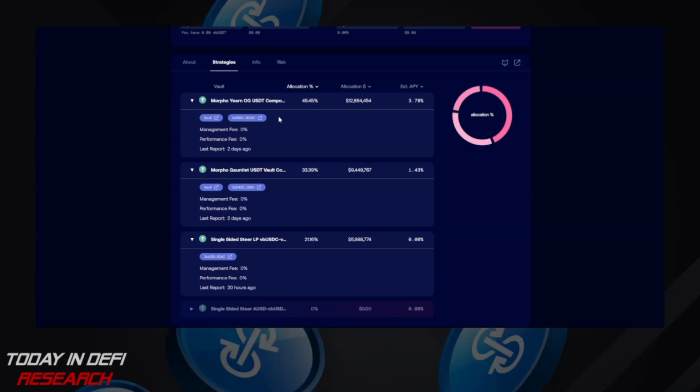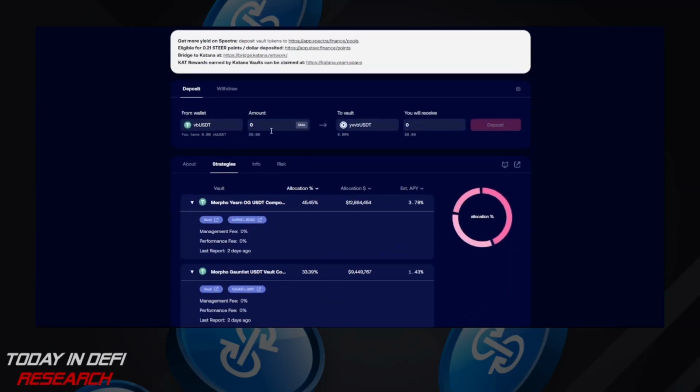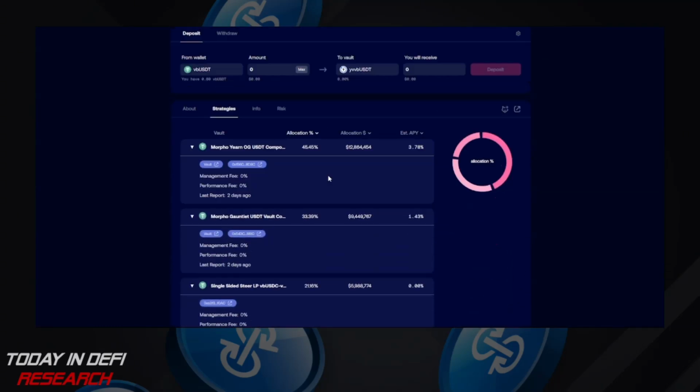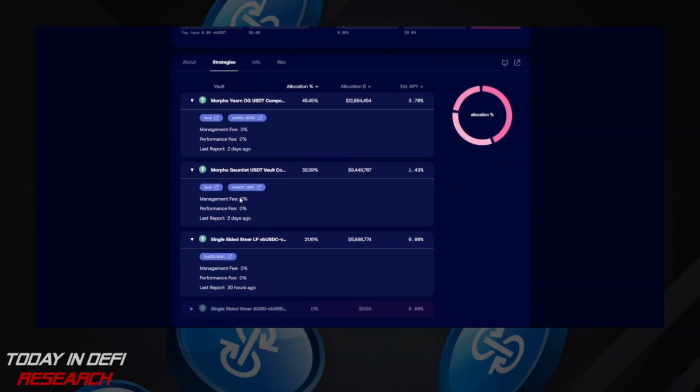But I'm not saying they're fraud, but you need to verify the vaults ourselves. For example, these USDT that we deposited, the VB USDT, the bridge USDT. The strategies they are depositing into on this vault are very transparent here. You can see the first one, the biggest allocation they have, is the Morpho Yearn OG USDT compounder.